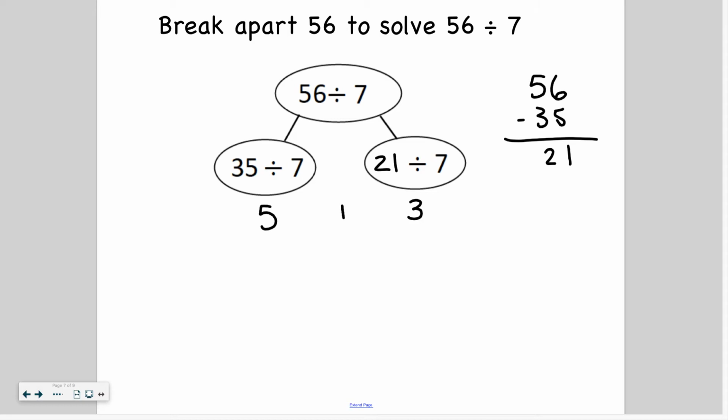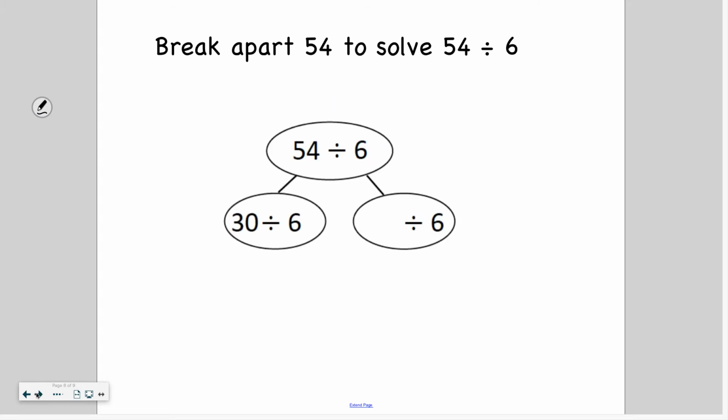My last step is to add up these two partial quotients to get my final answer. 5 plus 3 is 8. So that means that 56 divided by 7 is 8. What I did was first I figured out what the other part was by subtracting the total with this part. Then I divided both parts of my number bond. I got those answers and I added them to see what my final quotient was.